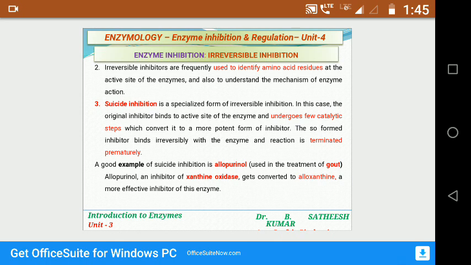So because of that, the alloxanthine, which is formed inside the active site of the xanthine oxidase, binds tightly to the xanthine oxidase, thereby inhibiting the enzyme. So because of inhibition of the enzyme, uric acid production will be decreased, which eases the symptoms of gout.